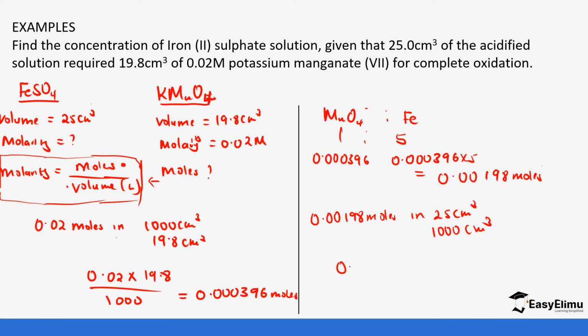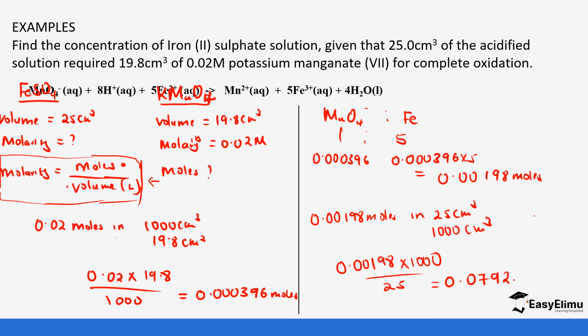We crisscross multiply, you get 0.0198 times 1000 divided by 25, which gives us 0.0792. So we are going to look at a titration question.